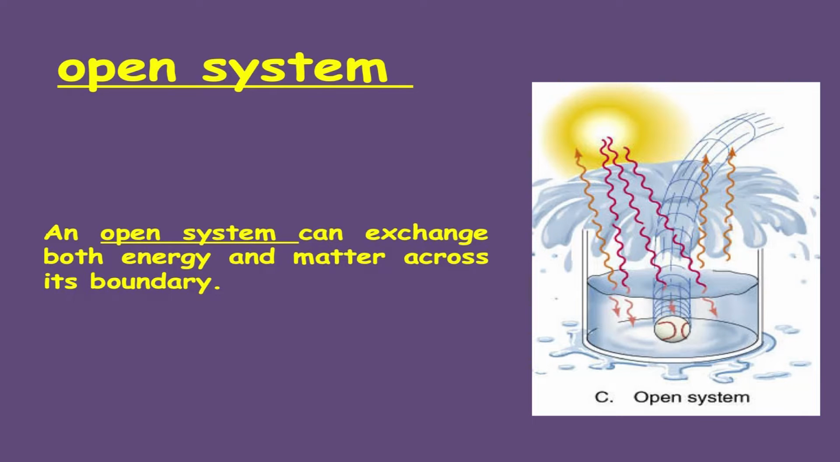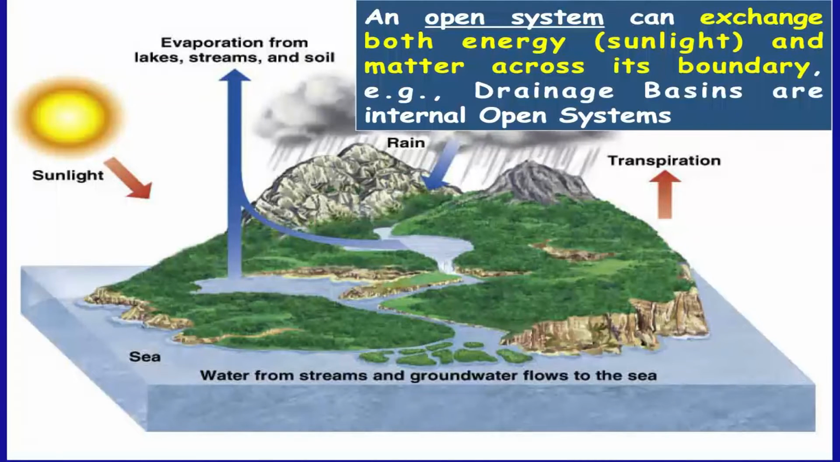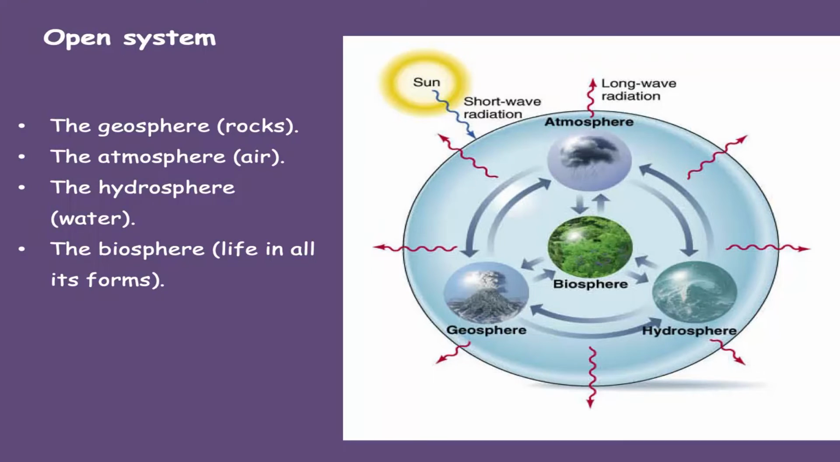An open system can exchange both energy and matter across its boundaries. For example, the hydrological cycle is an open system. An open system can exchange both energy, that is, it is exchanging sunlight, and matter across its boundary. For example, the drainage basins are internally open systems where they exchange the energy as well as the sediment supply. So it has exchanged the matter as well as the energy, and hence it is an open system. So this is what we were talking about, the open system. The Earth has four open systems: geosphere, atmosphere, hydrosphere, and biosphere.